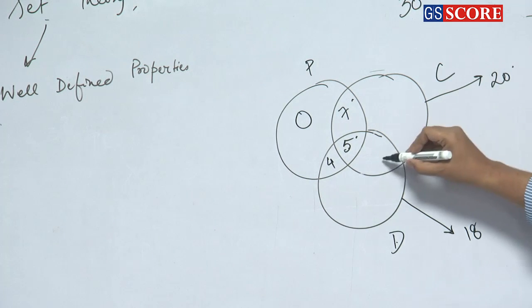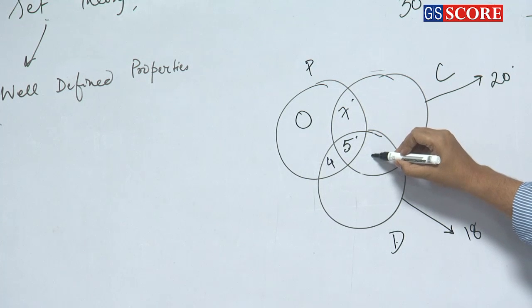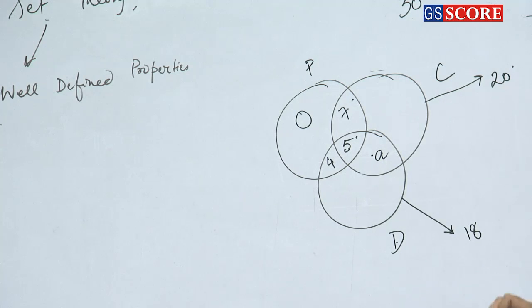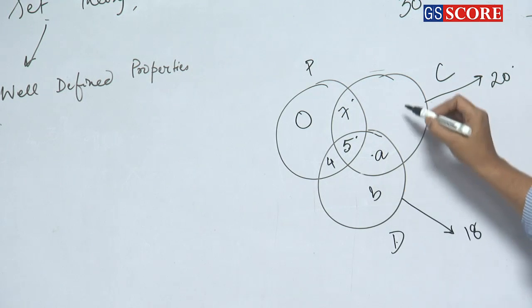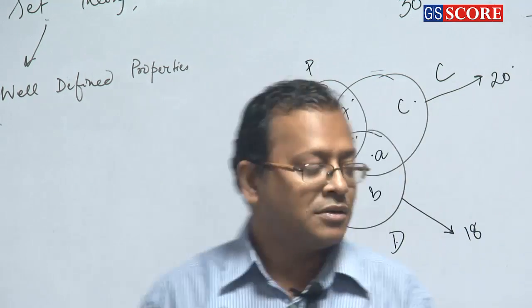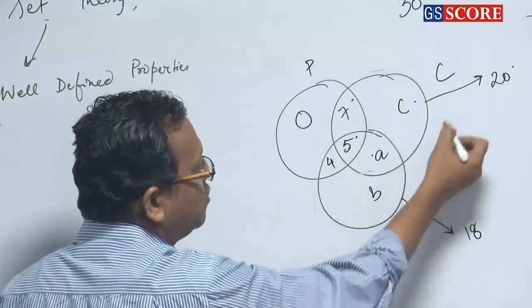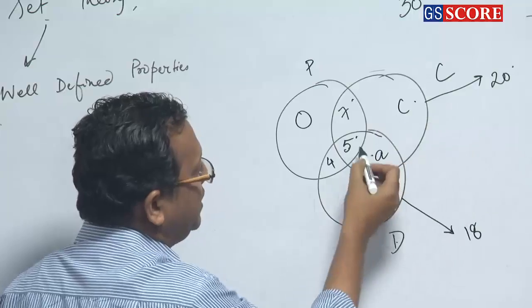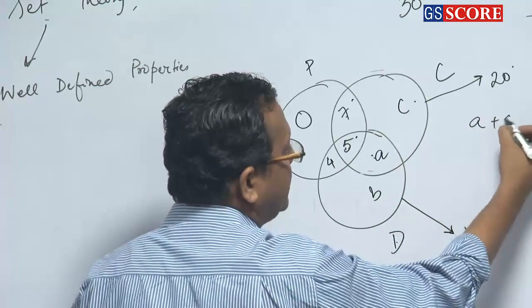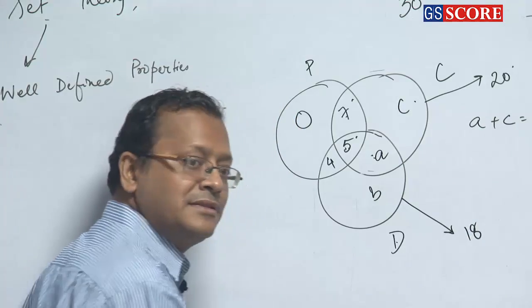So only Coke and Dew means I have to find the value of this one. Only Coke and Dew is this one. So let the value of this be A, this is B and this is C. Clear or not? The value of this whole circle is how much? 20. So 7 plus 5, 12, plus A plus C is 20, which means A plus C is 8.